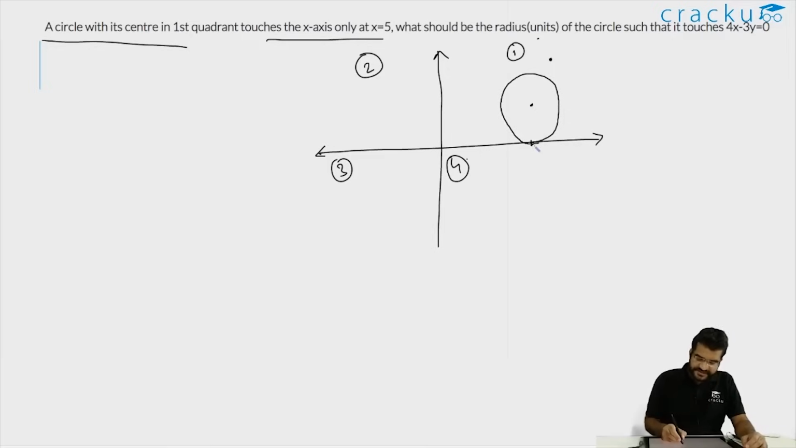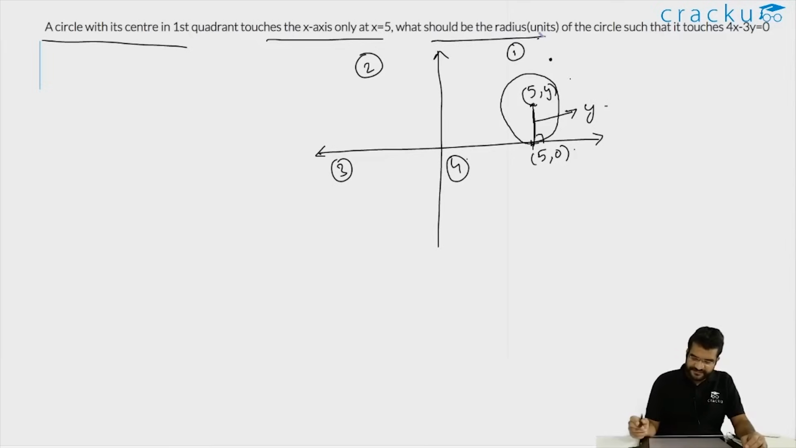Now, because this is touching the x-axis at x equal to 5, if you draw a line connecting the center of the circle and the point at which the x-axis touches the circle, this will be perpendicular because this is a tangent, and because this is x equal to 5, this will be (5, 0). The center of the circle will be something like (5, y), where y is the radius of the circle. So, the center of the circle is of the form (5, y).